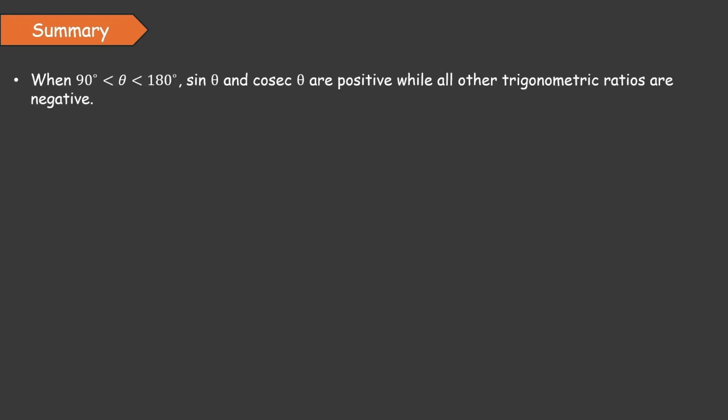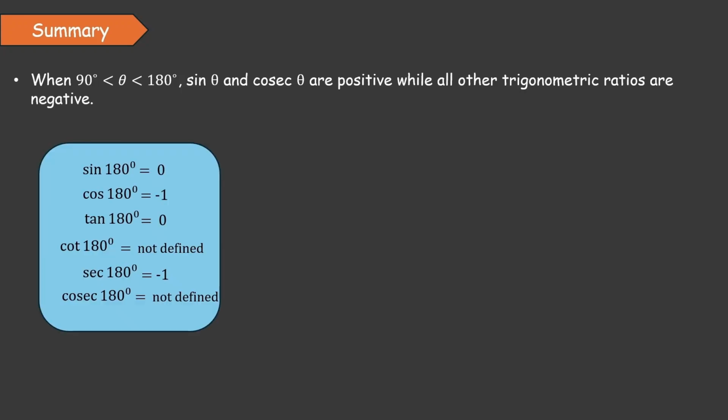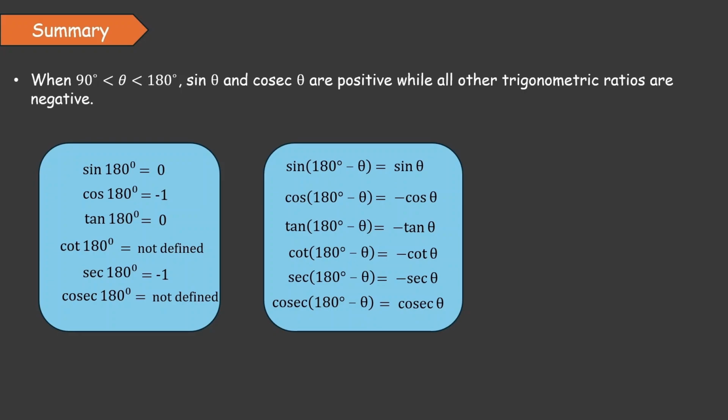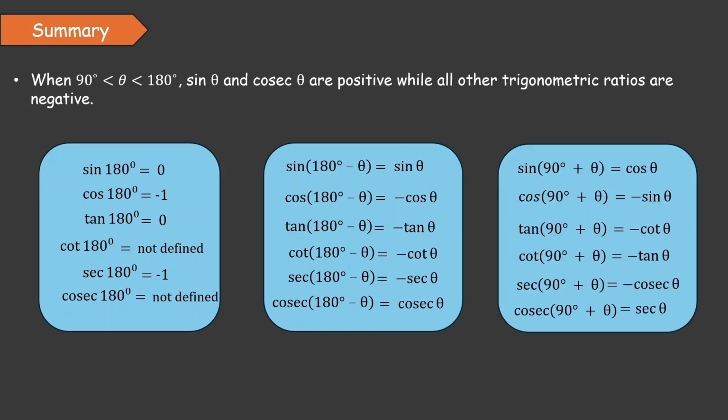Let us summarize once what all we have seen so far. We have seen that when theta is between 90 degrees and 180 degrees, sine theta and cosec theta are positive, that is in the second quadrant, while all other trigonometric ratios are negative. Then we saw the values for trigonometric ratios when the angle is 180 degrees. Then we saw the relationship between an acute angle and its supplementary angle. And lastly, we saw the relationship between an acute angle and 90 plus that acute angle.